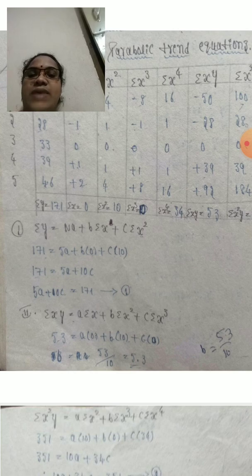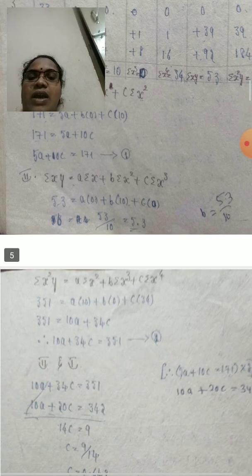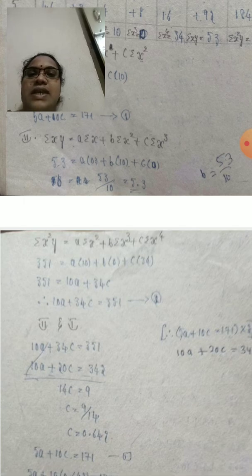So sigma xy is 53. A sigma x means 0, plus b sigma x square, which is 10, plus c sigma x cube, which is 0. Here 53 equals a into 0, 0, b into 10, c into 0, 0. So b equals 53 by 10, b equals 5.3.